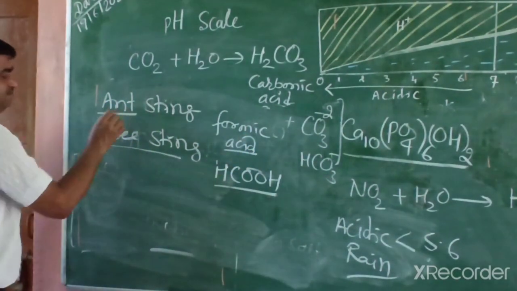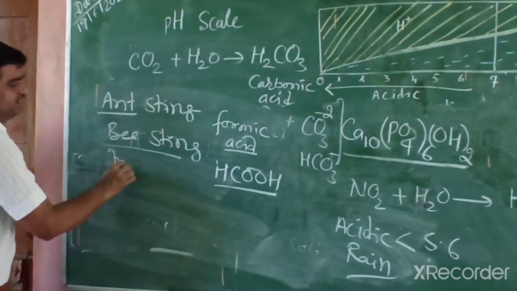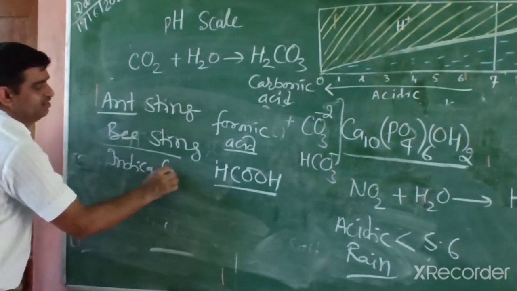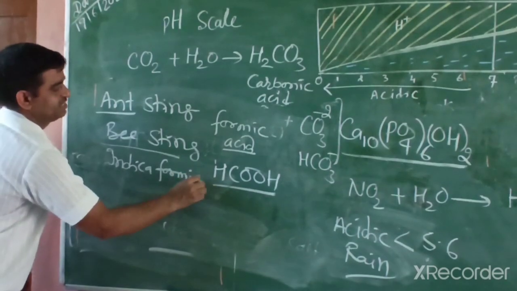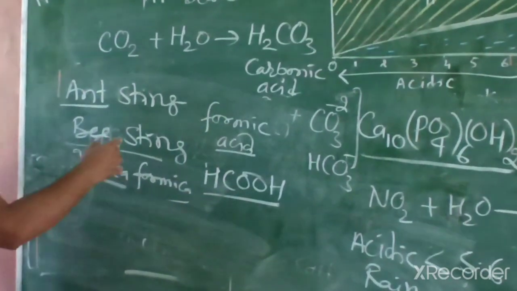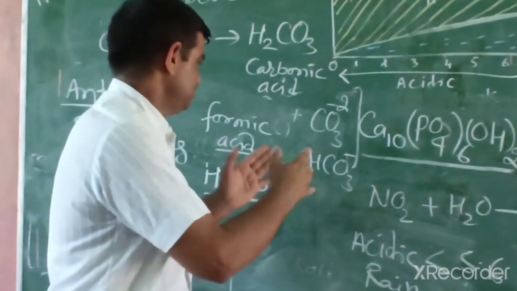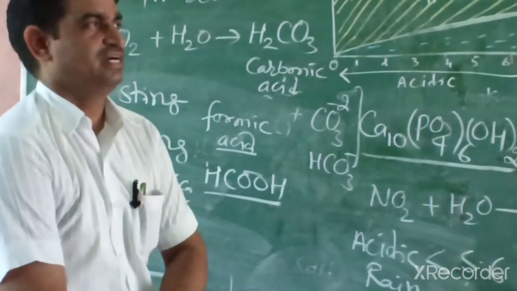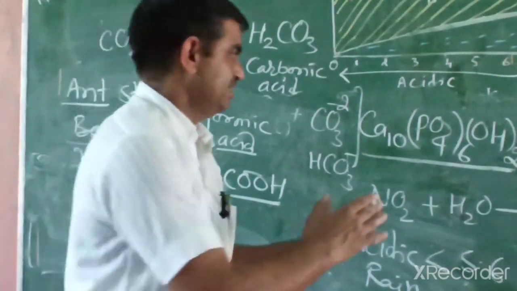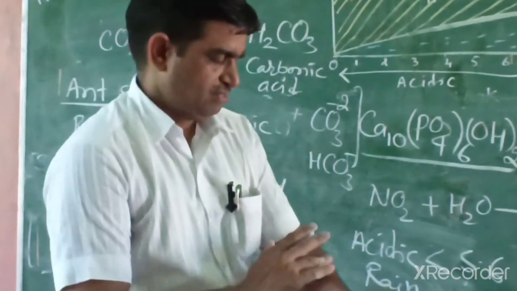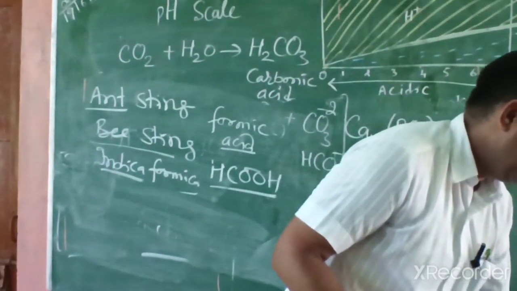Because the ant's Latin name is Indica formica. So the ants have this acid, its name is formic acid, and it is slightly stronger than acetic acid. So which chemical should we use?